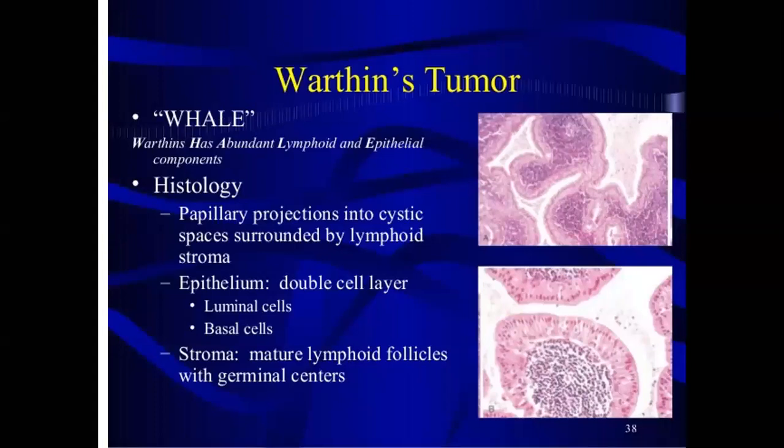Warthin's tumor has an oncocytic, lymphoid and epithelial component. Histologically, it has papillary projections into cystic spaces, which are surrounded by lymphoid stroma. The epithelium is a double cell layer: one is the luminal cell, another is the basal cells. The stroma contains lymphoid follicles with germinal centers.